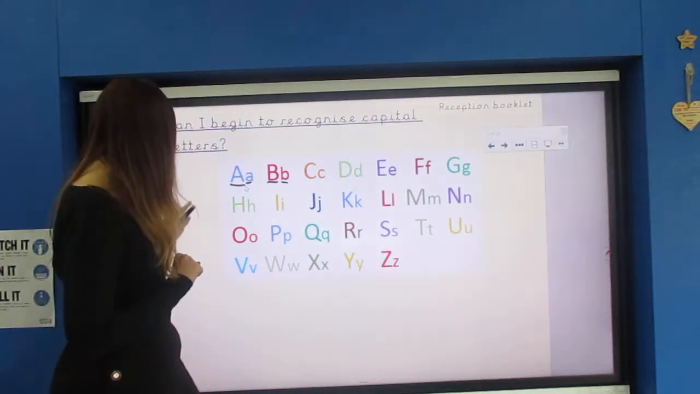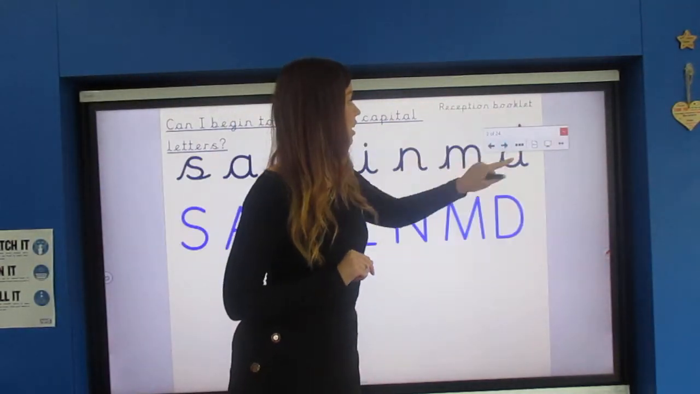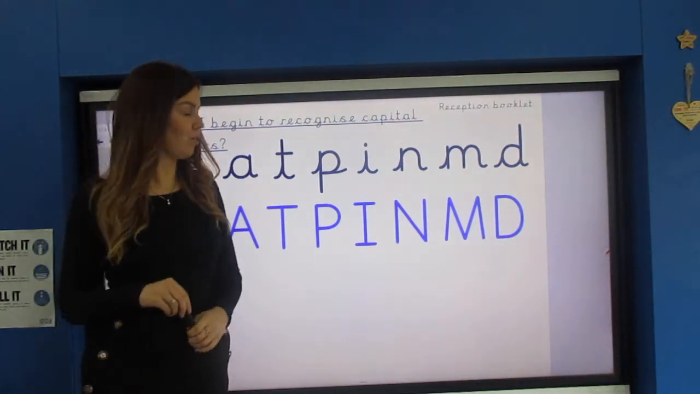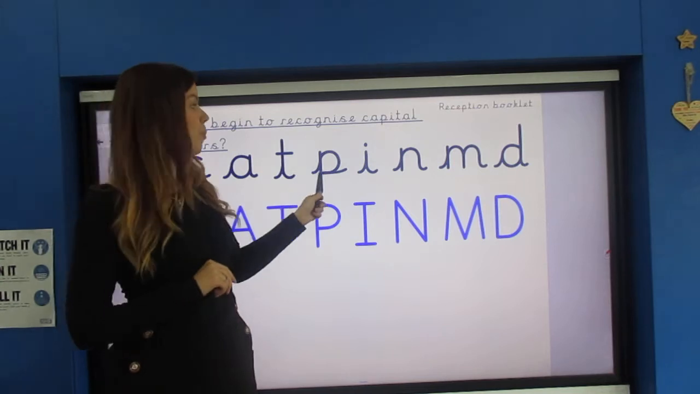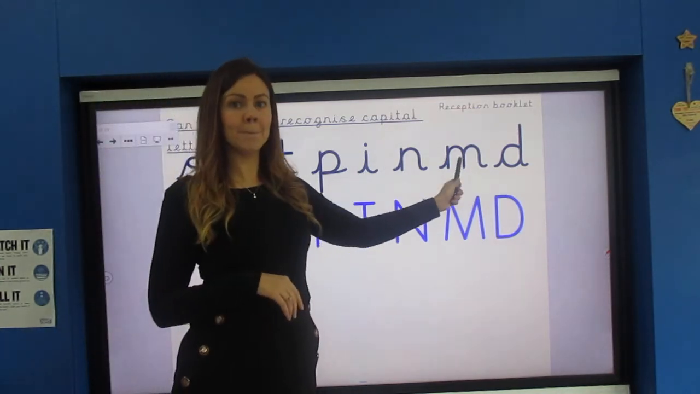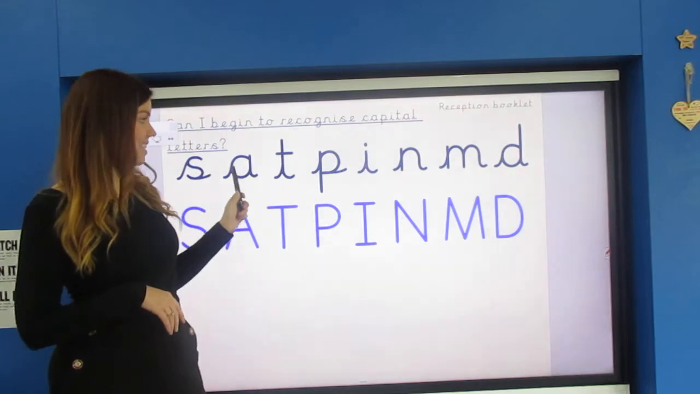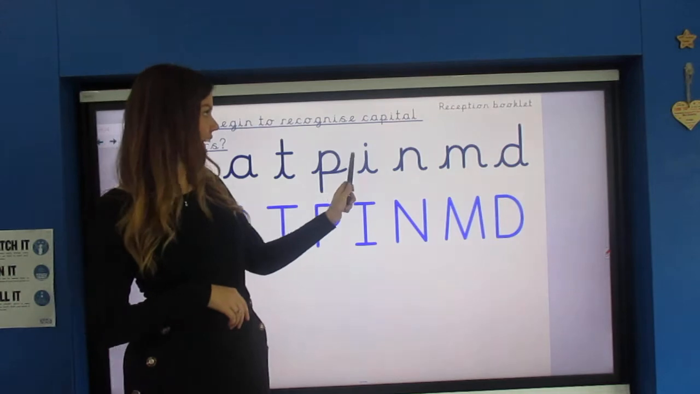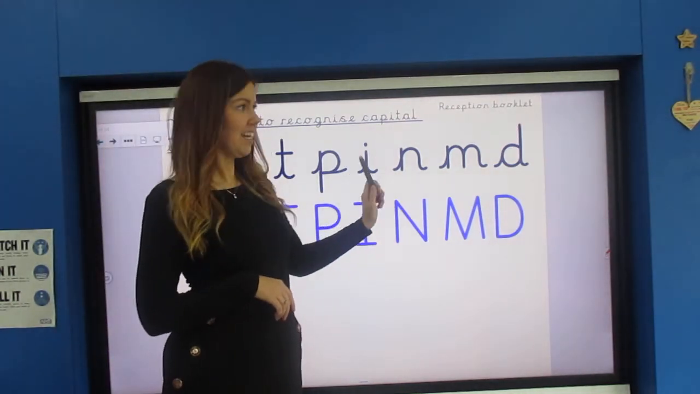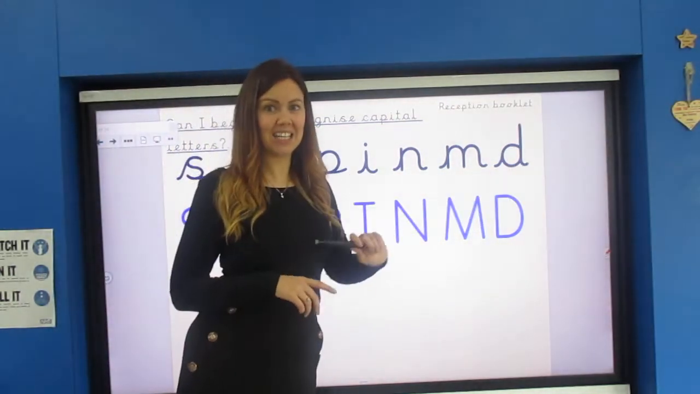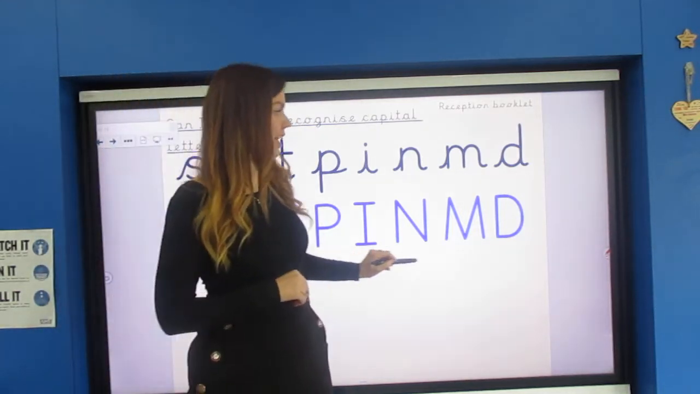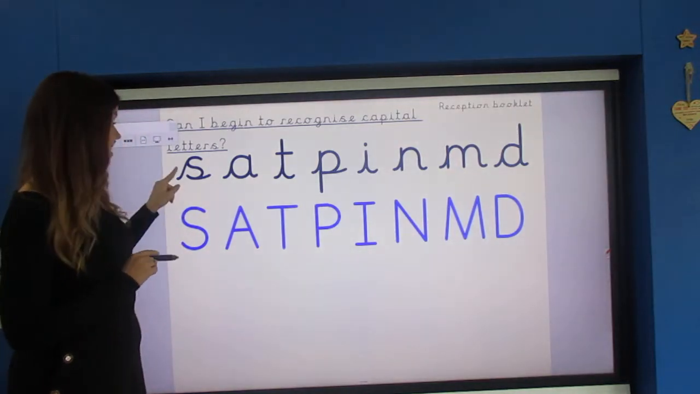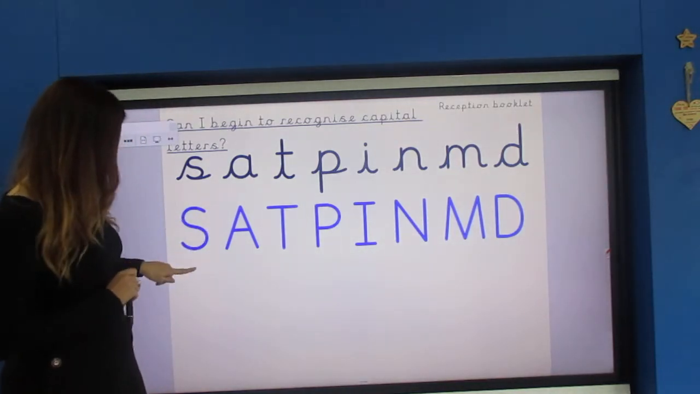And let's have a look at the letters that we've been working on. So here's the letters that we've been practicing. We've got S, A, T, P, I, N, D. That's S, A, T. See if you can join in. P, I, N, M, D. Okay, and here are your capital letters underneath. So a lowercase S is here and a capital S is here.